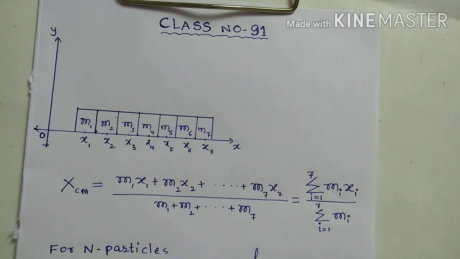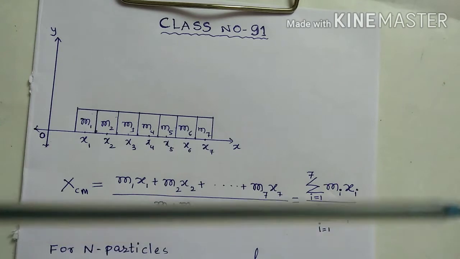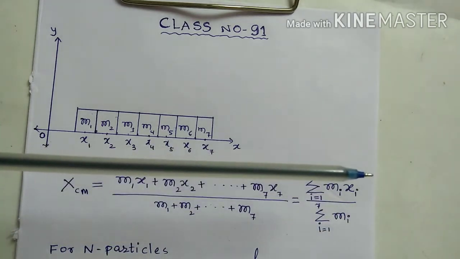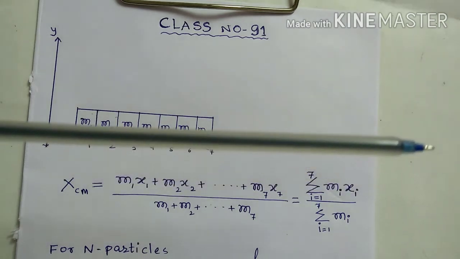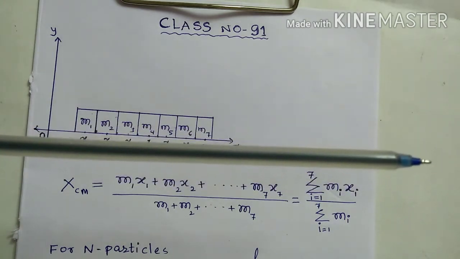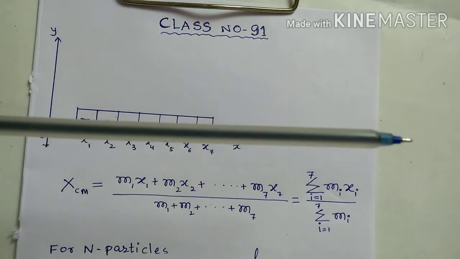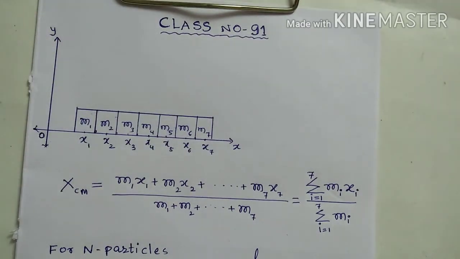What we are going to do in this class is calculate the center of mass of an extended object. Extended object means what? It's very simple. You see this pen. This pen is an extended object. For this pen, how can we calculate the center of mass? For that I have given one example.